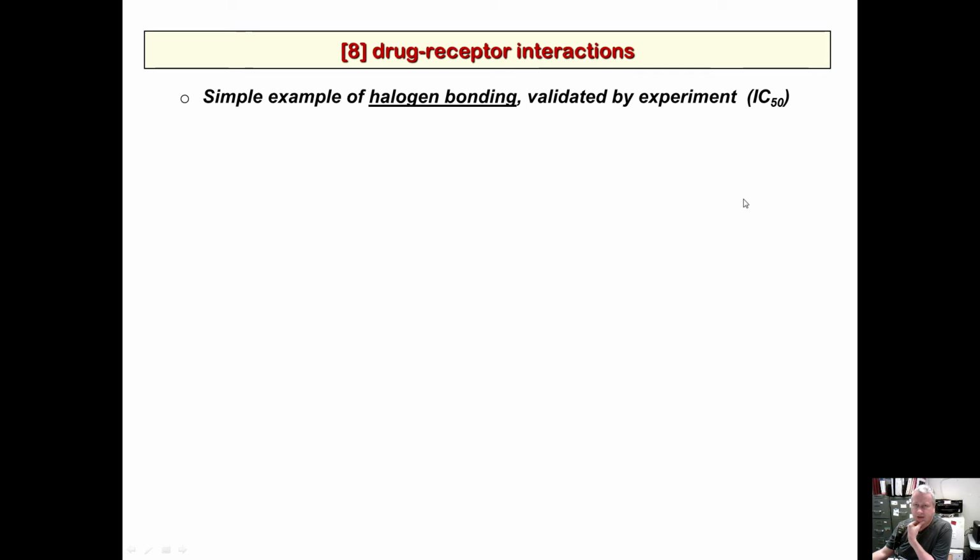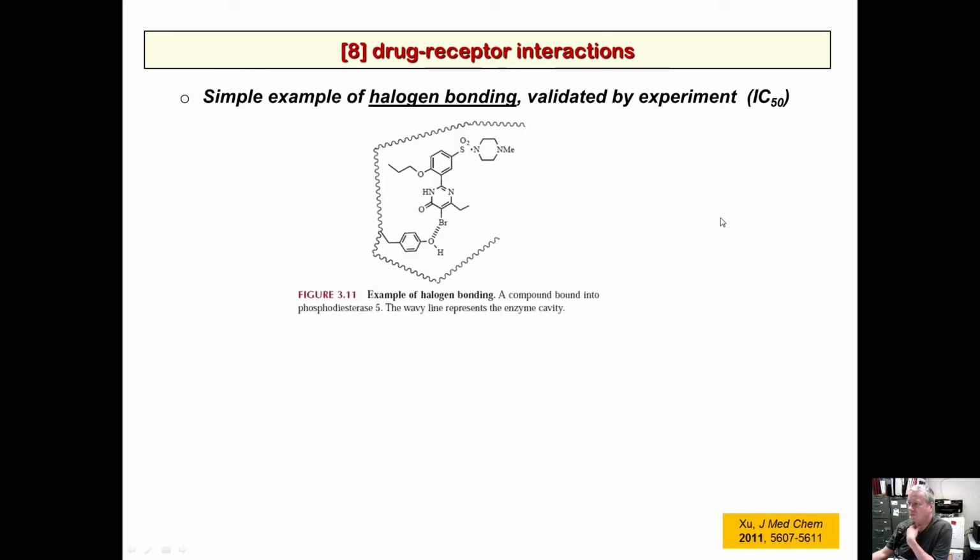Okay, let's look at a specific example now. This is a nicely characterized ligand that people think experiences halogen bonding, and there's some evidence to show that. It has an aromatic or heteroaromatic bromide talking to a tyrosine, and is bound to this phosphodiesterase 5 enzyme.